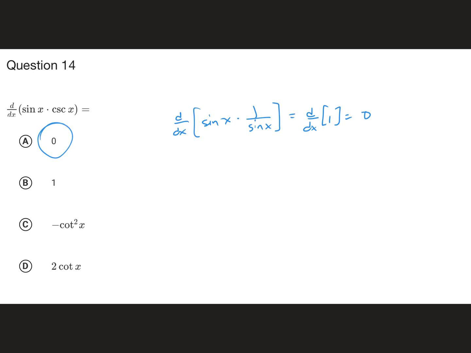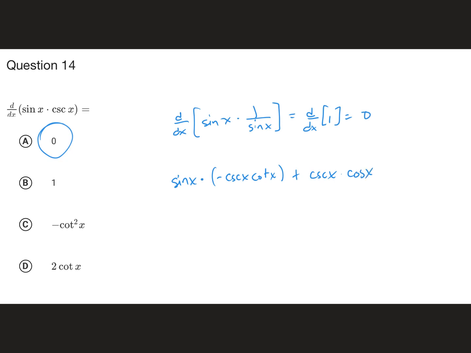If you did it the long way, here's what it would look like. And I don't recommend doing it the long way for what it's worth. It'd be first times the derivative of the second plus second times the derivative of the first.